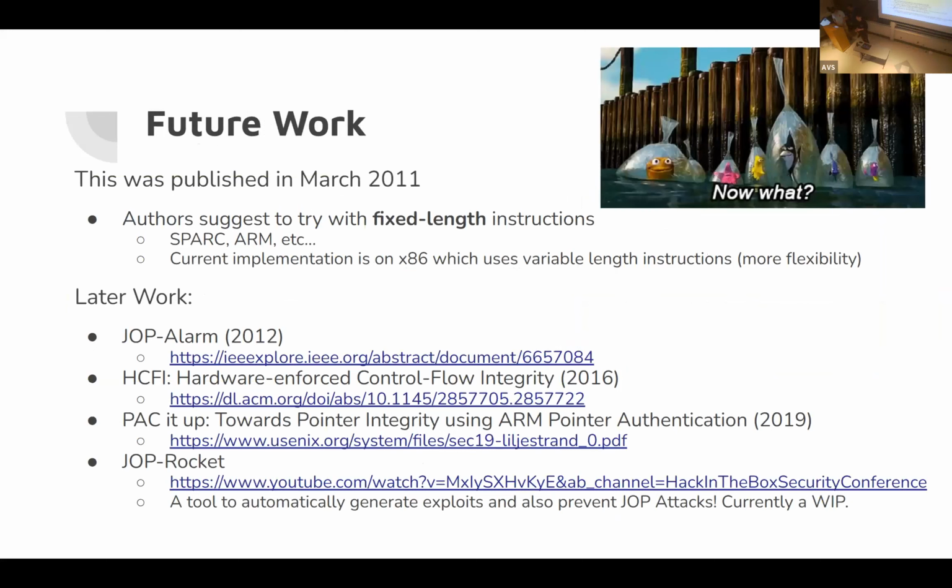As mentioned, this paper was published in 2011. The authors do suggest trying fixed length instruction sets. The evaluation was done with x86, which has variable length, and it's easier to find gadgets that way since they chop off various parts to find their gadgets. In later work within the past 10 years, there have been various defense mechanisms like JOP-alarm, HCFI, and PacItUp. They all use different forms of defending against JOP. And there's also the most recent work called JOP Rocket, which prevents JOP attacks and finds gadgets.